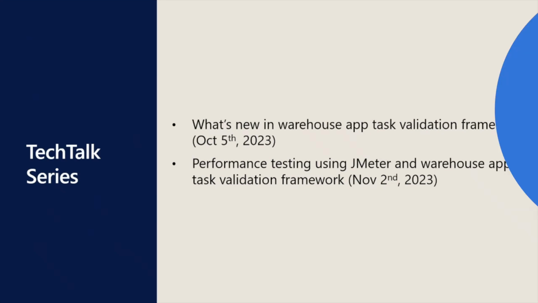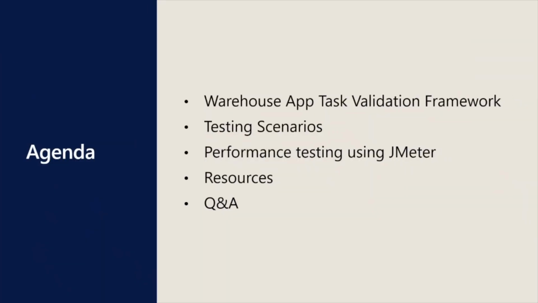Now, the agenda for today is Warehouse App Task Validation Framework. I'm touching base at a high level on what we did in the last Tech Talk. Then the different scenarios for performance testing, and then how we can use JMeter to do the performance testing using our Warehouse App Task Validation Framework. Then we will have some resources to share, and in the end, a Q&A.